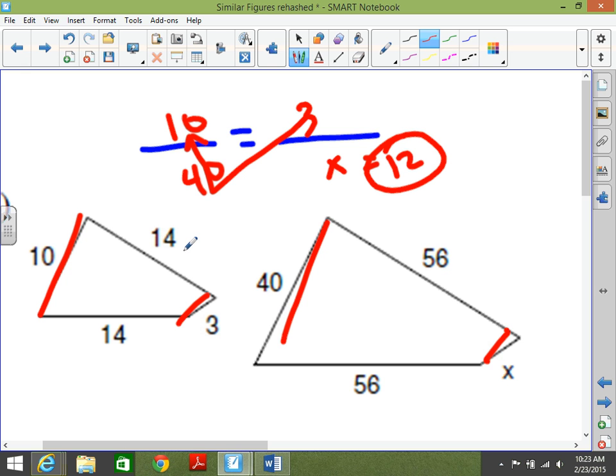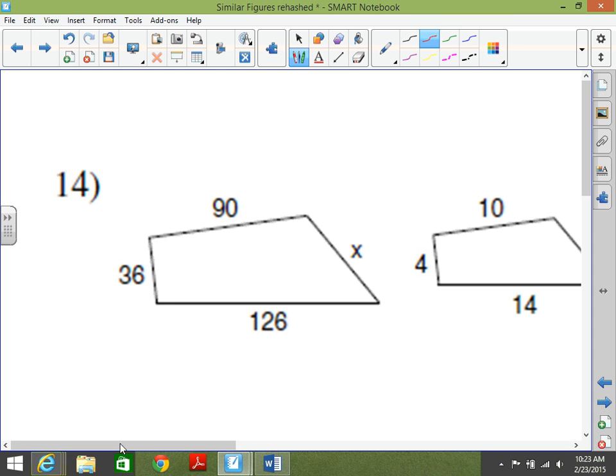Okay. Scale factor. No, that's the answer. Scale factor's not the same question. 4. Yep, scale factor is 4. Good. Okay, next.